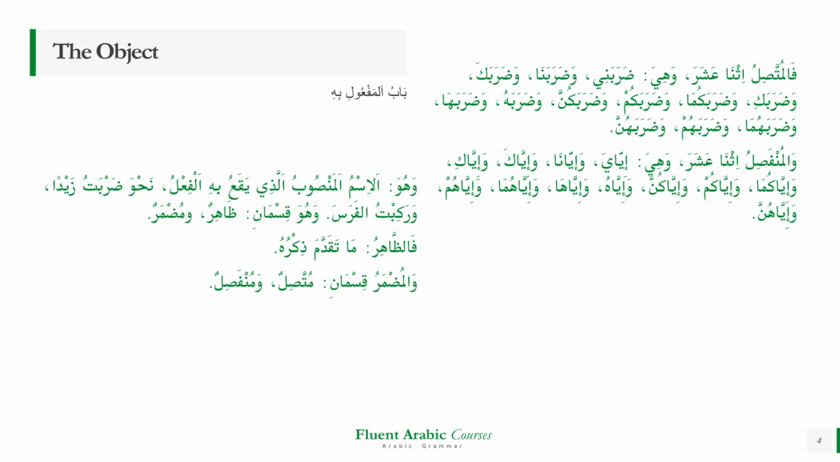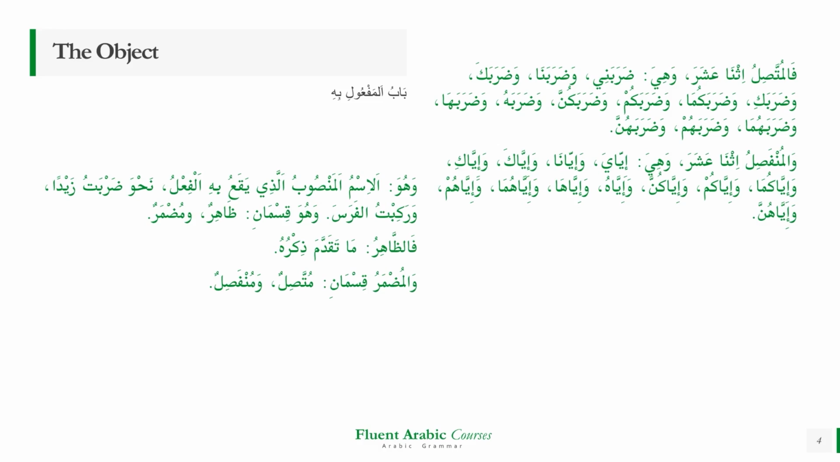The first one is the maf'ul bihi, or the object. وهو الاسم المنسوب الذي يقع به الفعل نحو ضربت زيدا. It is the mansub noun upon which the action is done. So whenever we have a fi'l, we have a maf'ul bihi, or the thing to which the action is done. And this is the object.